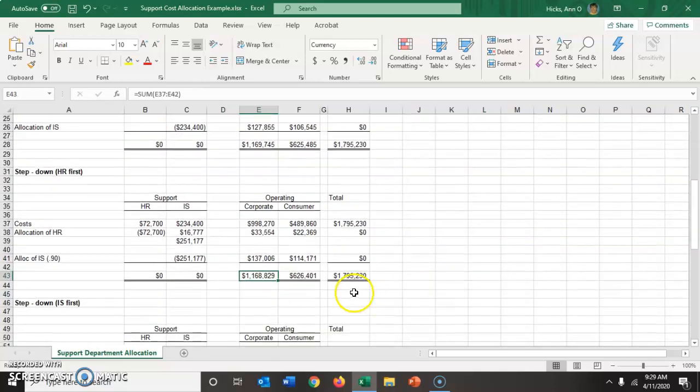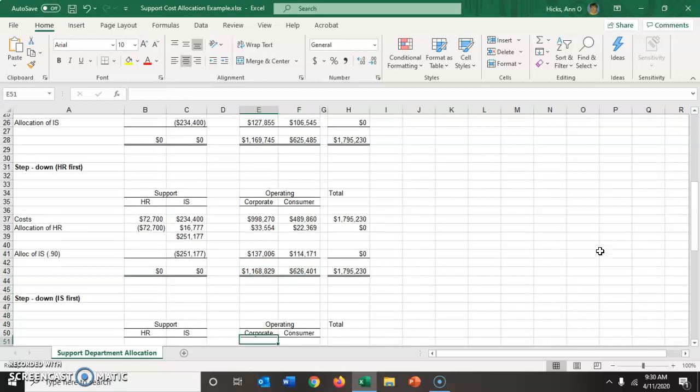You'll notice we still, just like under the direct method, allocate the full $1,795,230, or the full amount winds up in the operating departments. But if you look at each total, it's a little bit different. Not significantly, but a little bit different.